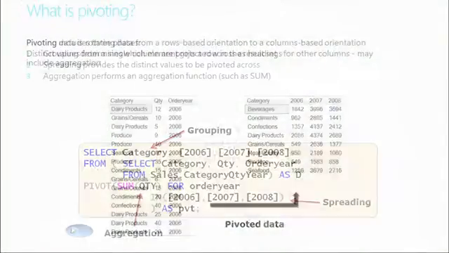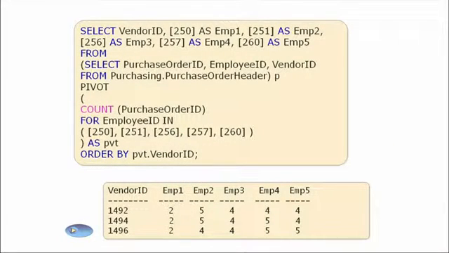Or am I going the wrong way here? We're going to go back the other way. All right, so here we are. So here's another example of this.